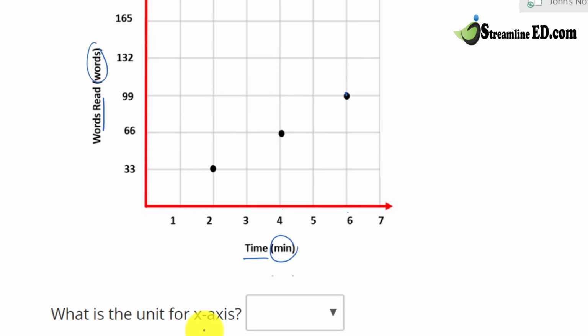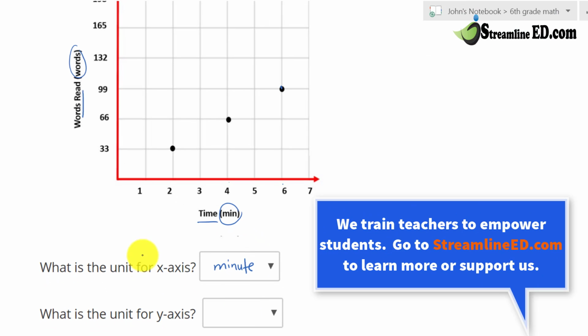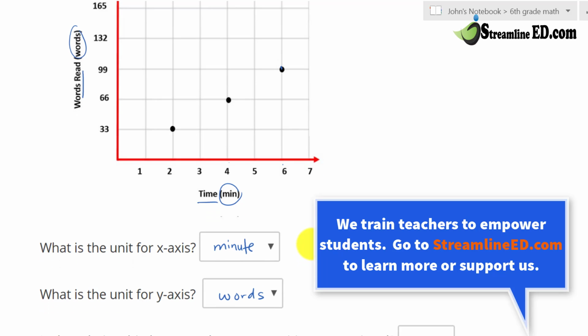What is the unit for the x-axis? Well, look at the x-axis. It is in minutes, which is used to measure time. And then what is the unit for the y-axis? Well, it is the number of words that are read. In this case, let's look at this graph.